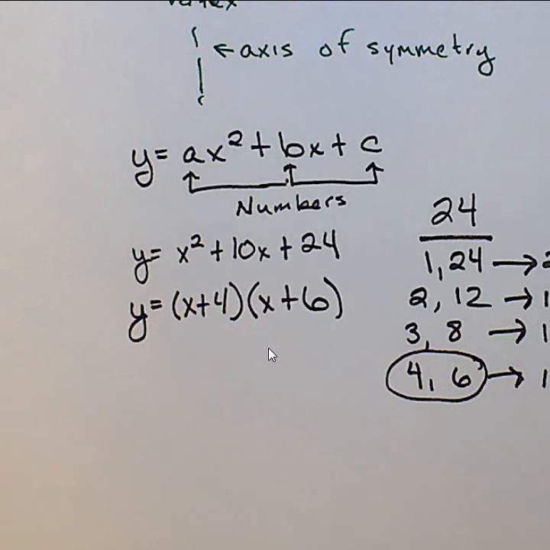What do you know about x-intercepts? If I were to look at a graph of any, it doesn't matter if it's a linear or a quadratic or a cubic. If I were to look at a graph, what is true about every x-intercept? What's going to happen?